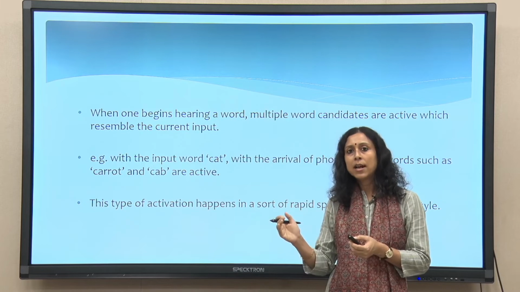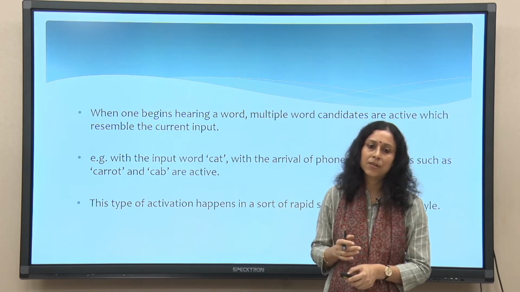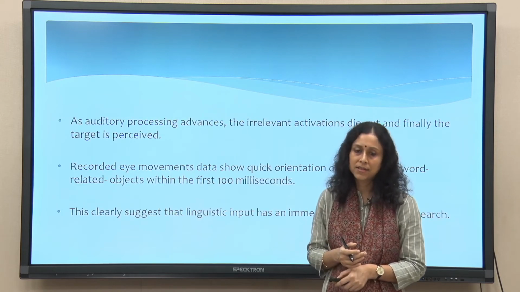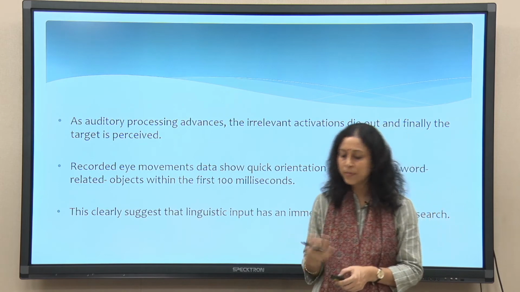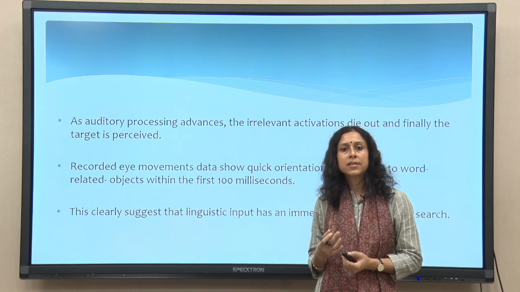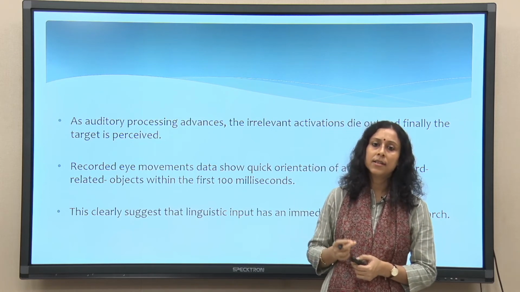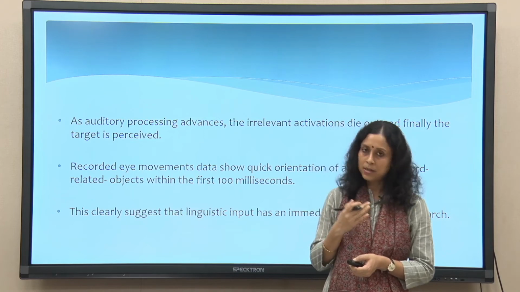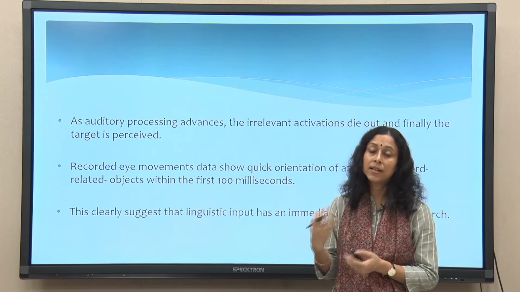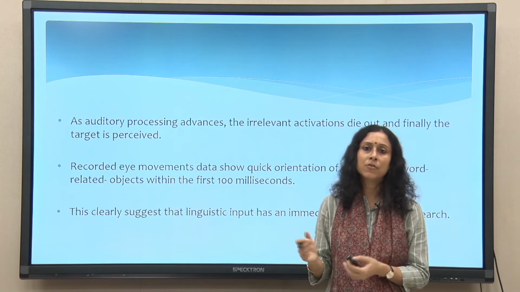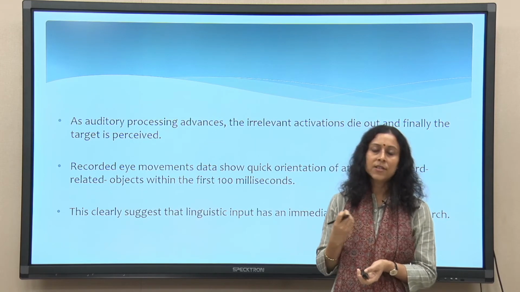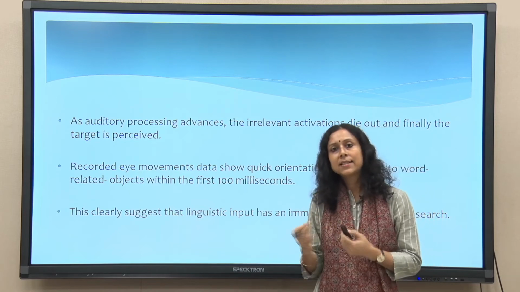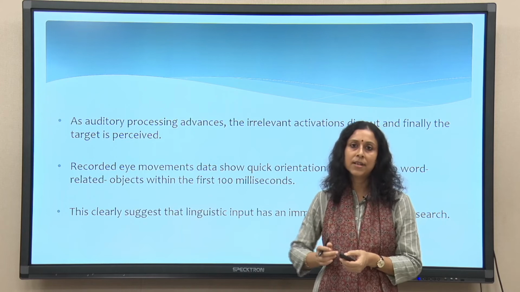By the time we get to the last part of the word cat, we have gradually come back to only one and focused on the word cat. This kind of activation happens as a rapid spreading activation, and this not only takes into account the sound aspect of it, but also many other aspects as we will see. As auditory processing advances, over temporal progression, the irrelevant activations die out. So ca activates carrot and cab both. There are three activations at the very least, but as we progress the irrelevant ones die out and finally the target is perceived, which is a remarkably fast process. It does not take too much time to listen to the word cat, a few milliseconds, but even within that time we have already activated many other competitors of the word and then settled on cat.